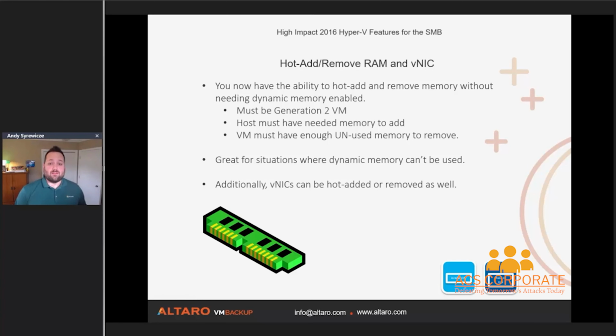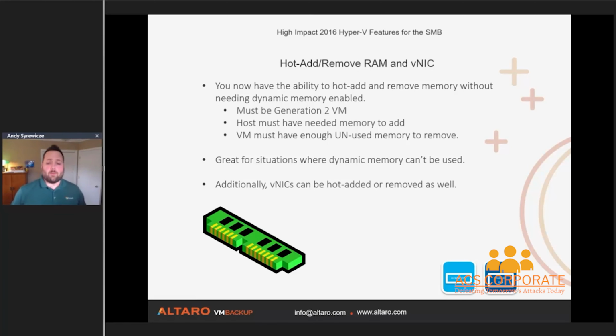See, before, if dynamic memory wasn't enabled, you actually had to power off the machine, make your change and power it back on. So this is really useful from an availability perspective because you can make that change while the VM is running. Your users are still able to utilize that workload. And I put ease of use just because it's really easy, as you're going to see here in a second.